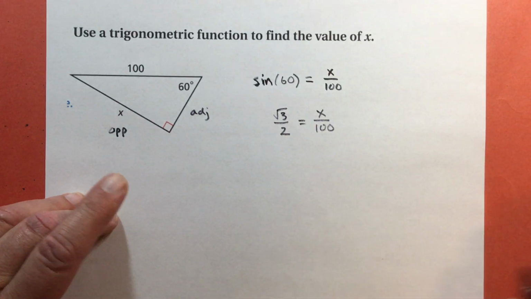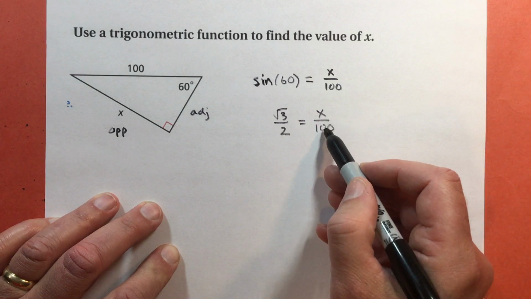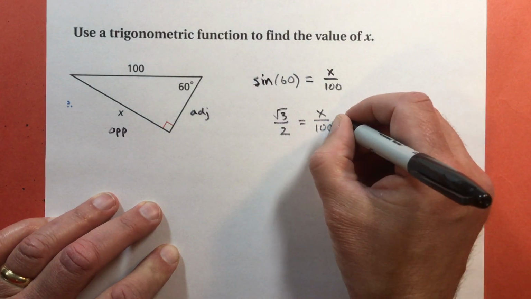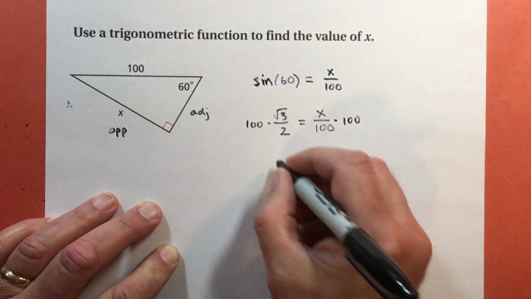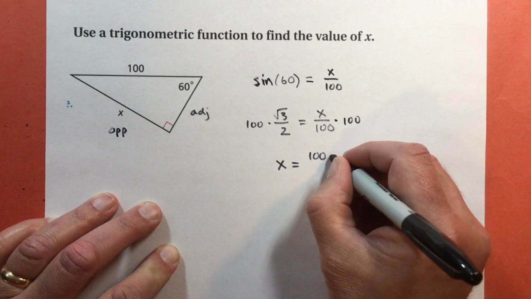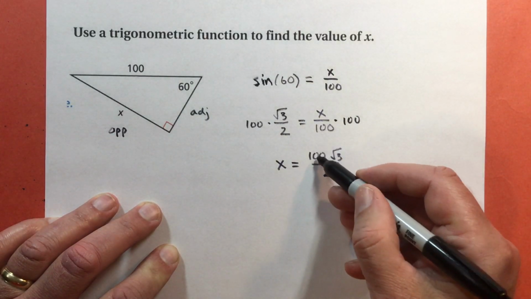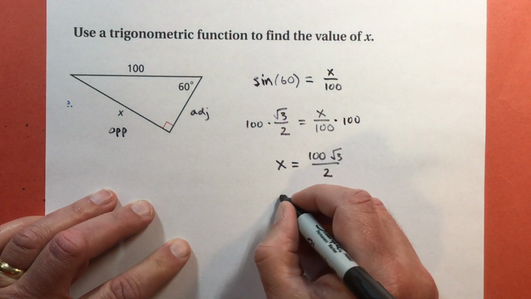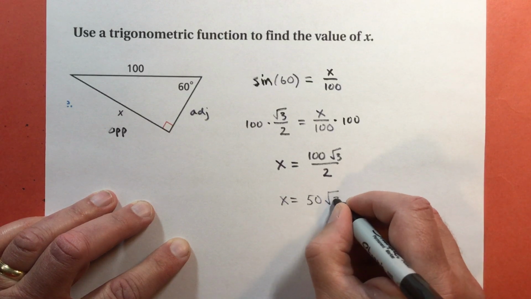And you can cross multiply. I know that's kind of like a middle school thing. The opposite of dividing by 100 is to multiply by 100. So I'm going to multiply both sides by 100, and I'm going to put the x over on the left now. 100 times the square root of 3 divided by 2. And I can simplify: 100 divided by 2 is 50. So x is going to be 50 times the square root of 3.